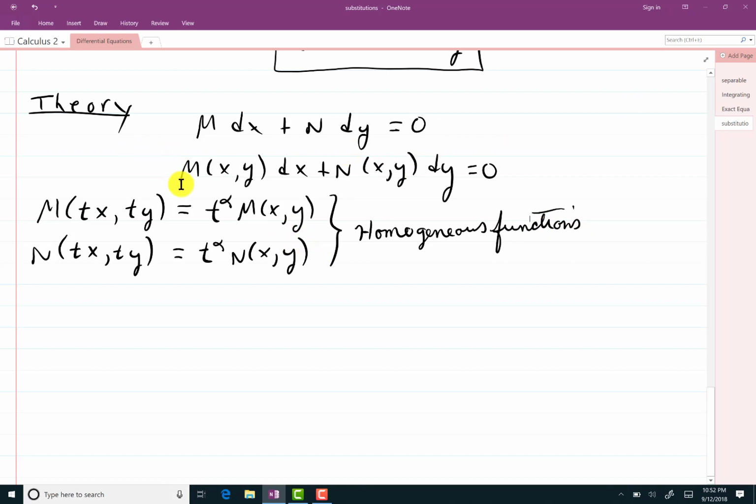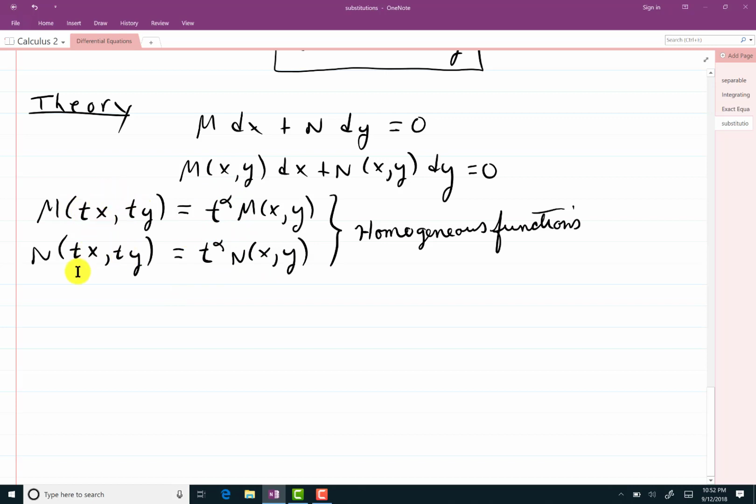Now, that's not the same as a homogeneous differential equation. Those equations are the ones that are set equal to 0. So our equation is homogeneous, but homogeneous functions are ones that act this way. And I probably should say of the same order, because I'm pulling out the same t to the alpha. So this is for anything that you might have attached to both of them.